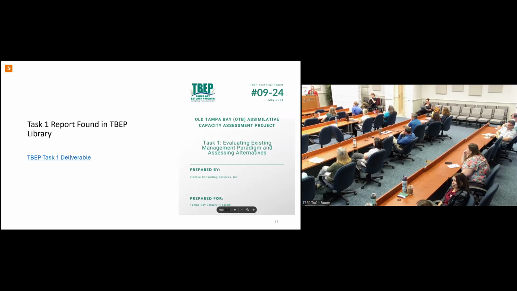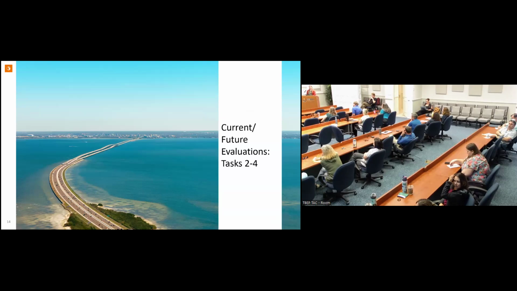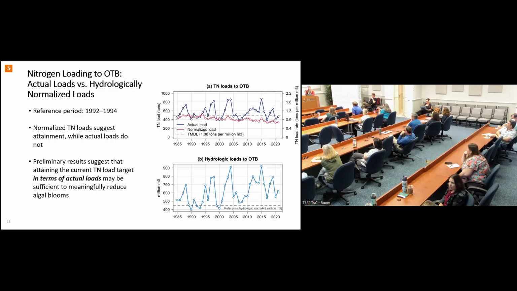This is a screenshot of the document online, and this is a link to that deliverable, which is on the Estuary Program's Library. So I'm going to turn it over to Miles to talk about some of the path forward and where we are at currently and for future evaluation for tasks 2 through 4.